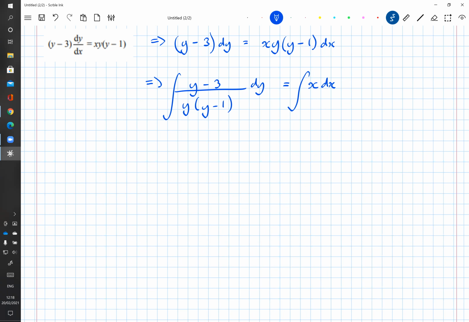Yeah, Matiana, I agree. Partial fractions. Yeah, Chloe, partial fractions. Good. We need to split this up into partial fractions now in order to be able to integrate this. It's just not doable otherwise. So let y minus 3 divided by y minus 1 be identical to a over y plus b over y minus 1.